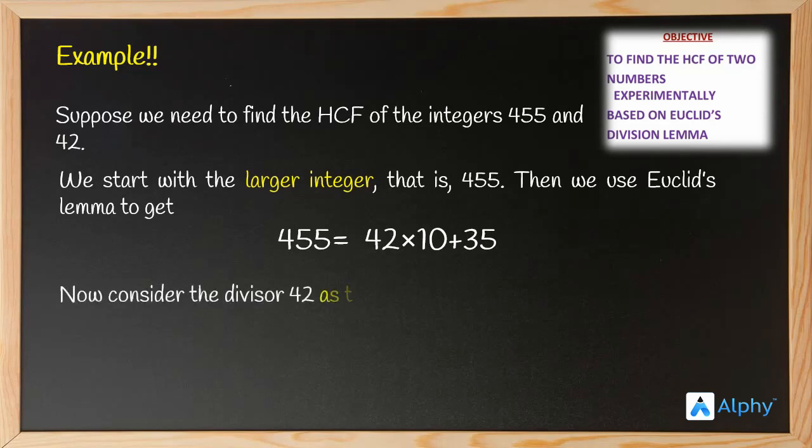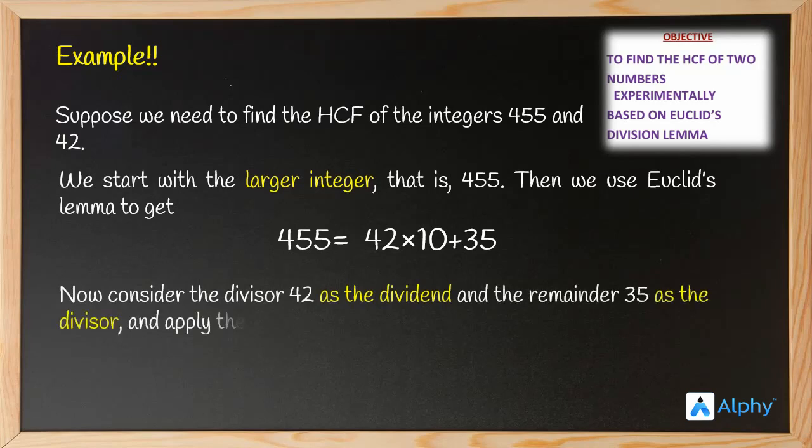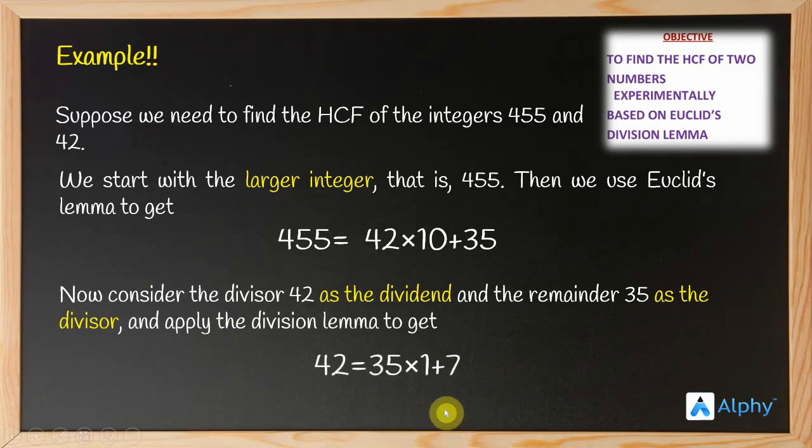Now consider the divisor 42 as the dividend and the remainder 35 as the divisor, and apply the division lemma again. So you have to apply the lemma again, and here there is a difference. You have to consider divisor 42 as the dividend and remainder 35 as the divisor. So now you'll get a different equation, which is 42 is equal to 35 into 1 plus 7. So now let's see the next step.